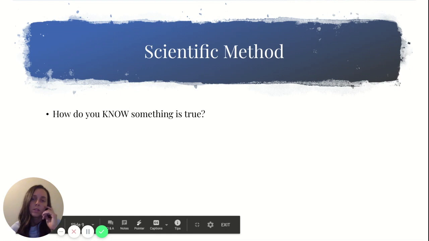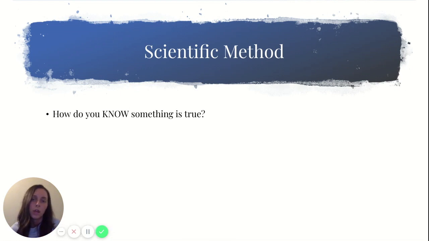Okay, scientific method. So how do we know if something is true? Well, when we look at psychology, you're going to see a lot of theories, which are not proven facts. They are just information that is as close to the truth as possible, right? But there's no way to officially prove that it is true. So let's just keep that in mind. You're going to see a lot of theories in psychology.